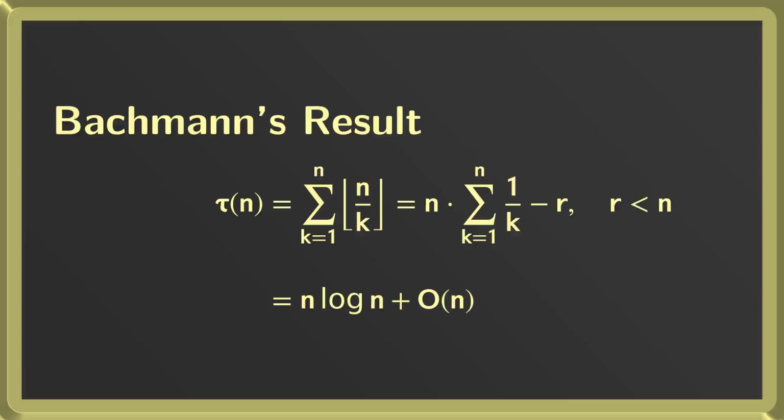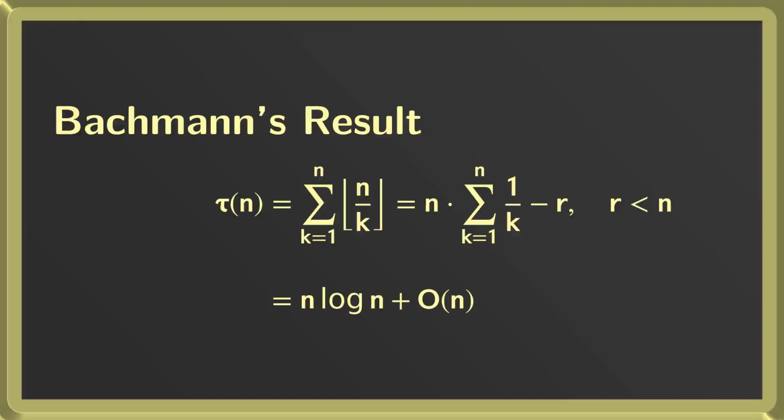Back to Bachman. Using Euler's result in the earlier formula for tau of n, we arrive at Bachman's original conclusion, that the summation function satisfies the relation tau of n equals n times logarithm of n plus big O of n.